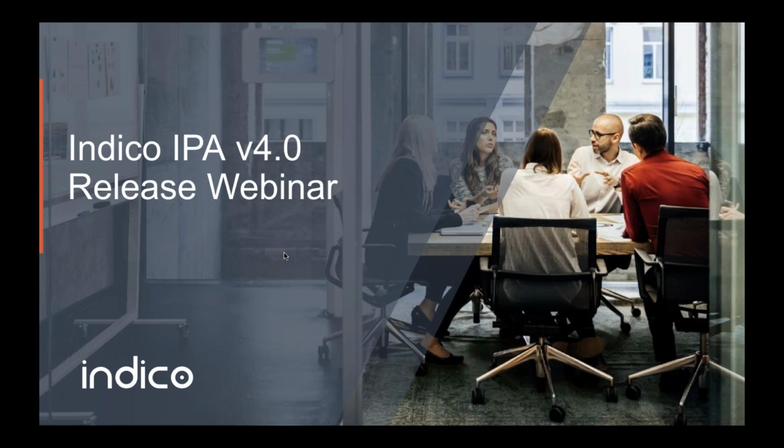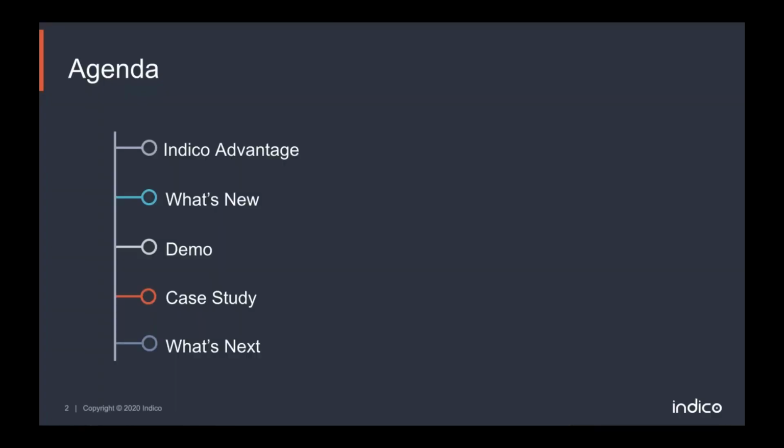Next, I'd like to run through today's agenda to give you a sense of what to expect. First, we'll start by talking through the Indico Advantage and why we feel like we are offering the market something truly unique. Then we'll talk through what's new with the release of Indico 4.0. After that, we'll get into a live demo to show you the new functionality with the 4.0 release. After that, we'll have a live case study with Chatham Financial. Then we'll talk through what's on the roadmap for the remainder of 2020 and beyond. And then we'll finish up with some Q&A.